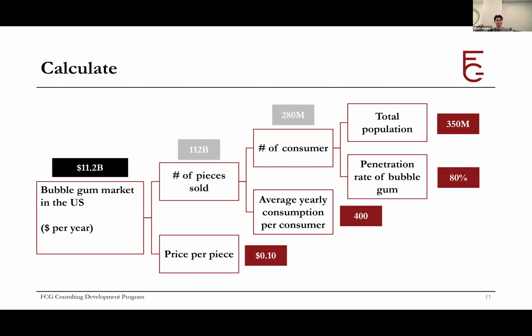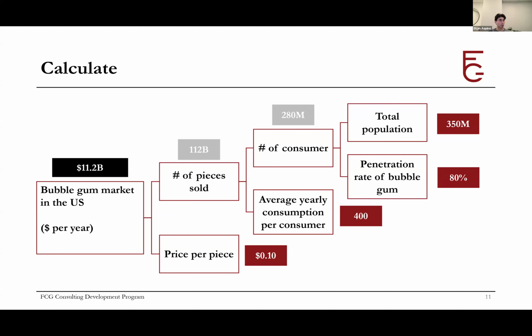But whatever. At the end, if I take 10% of 112 billion, that's really quick. So 11.2 billion. That gives me the total bubblegum market size in the United States. I probably should have practiced the math here a little bit, but that's how we calculated it.